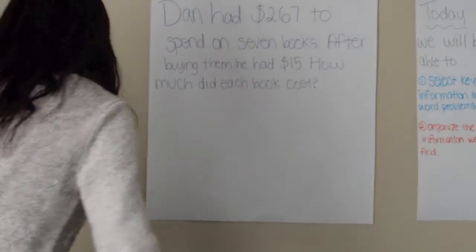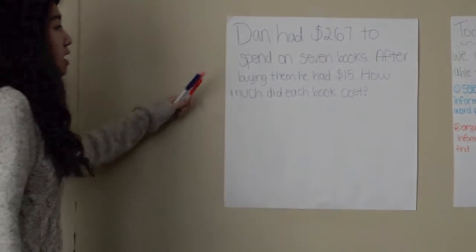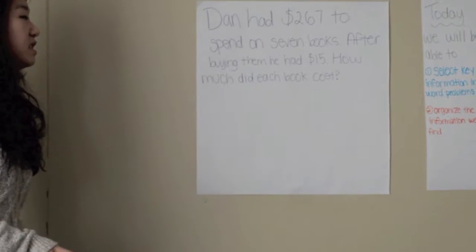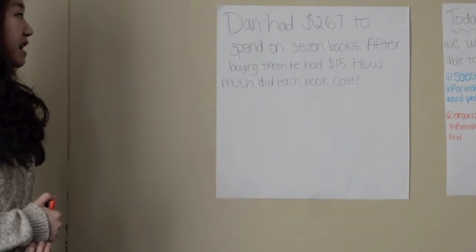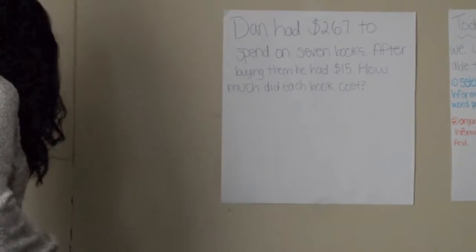So I put up an example word problem, and I will read it out. So Dan had $267 to spend on 7 books. After buying them, he had $15. How much did each book cost?